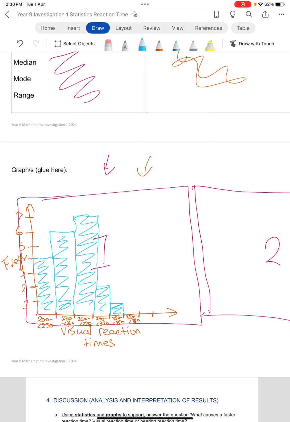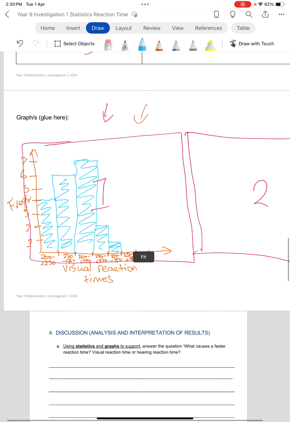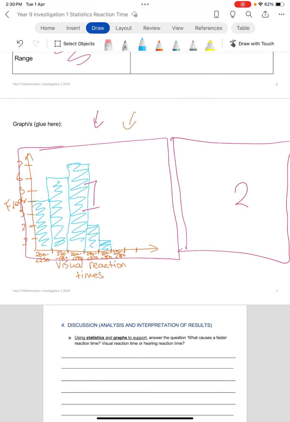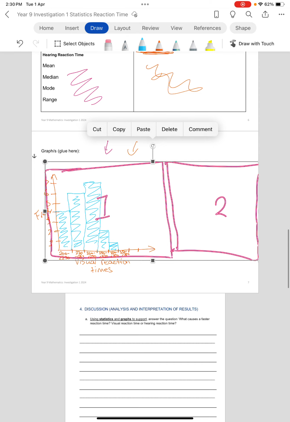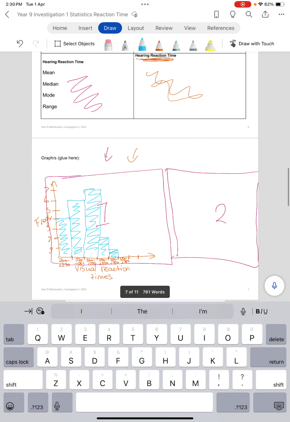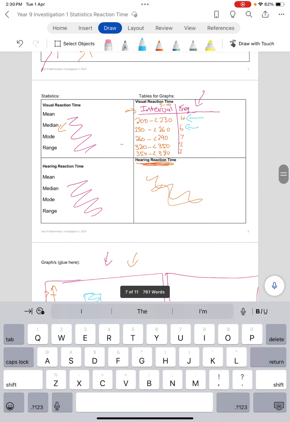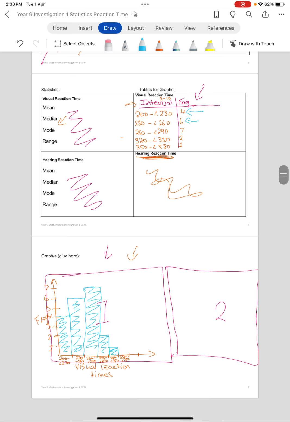Okay, so just to reiterate, this is just a completely made up example. Yours is not going to look anything like this, okay? But it would be absolutely great if you can get that done for both your visual and your hearing reaction time today, okay? So you've got 2 tables to make, 1 and 2, and then 2 graphs to make, 1 and 2 there. That would be great.